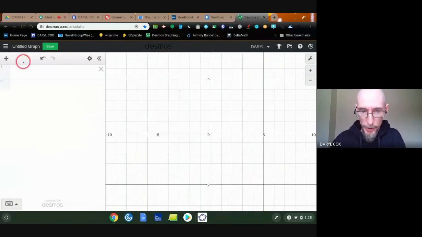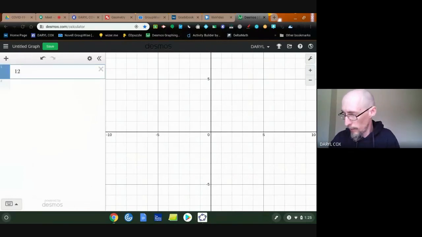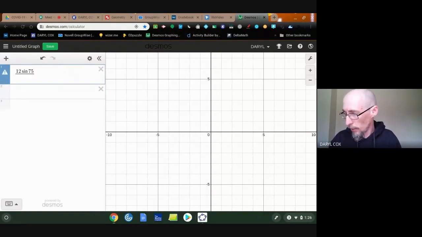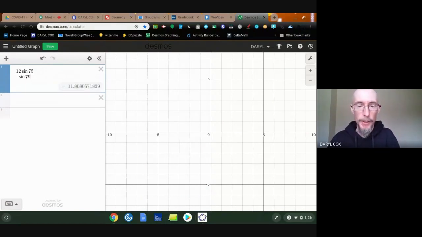12 sine of 75. Now, I may go ahead and enter that now. And then I want to take this divided by, okay, I can divide the whole thing. That's good to know. And we had the sine of 79 in the denominator.